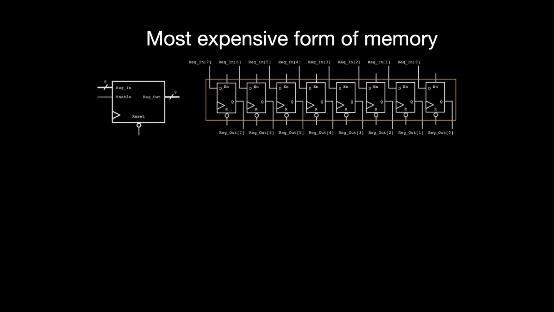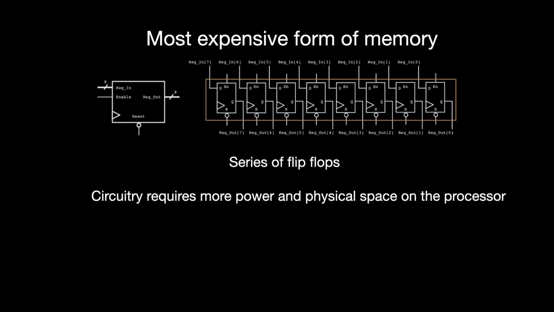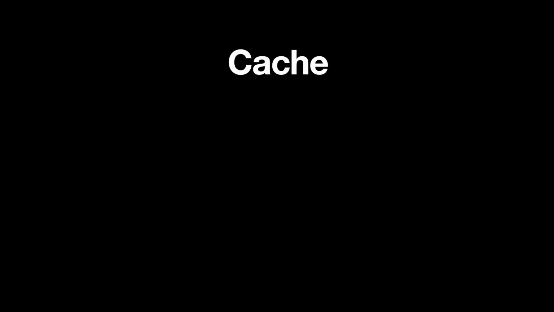This is the most expensive form of memory because these are made out of flip-flops, and that circuitry draws a lot of power and is not very compact. But this is how it maintains access in one cycle. Let's go to the next level down.